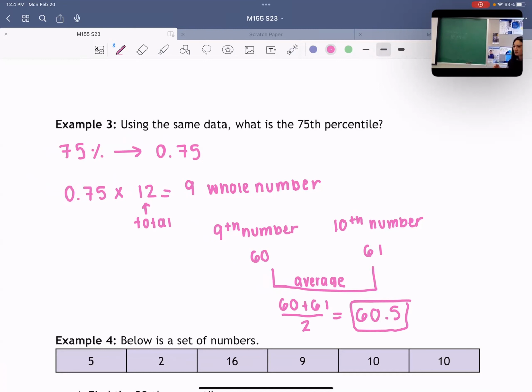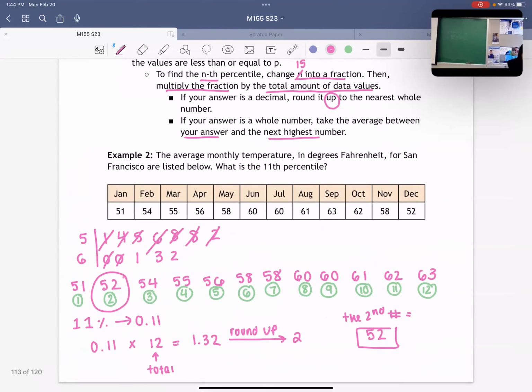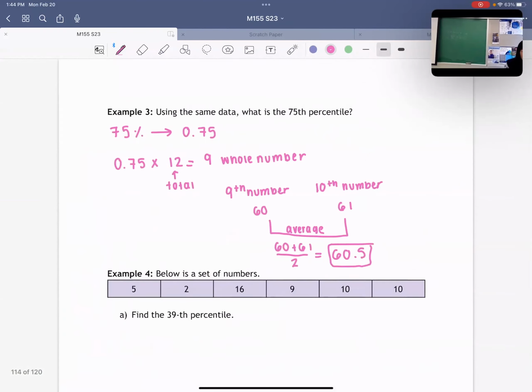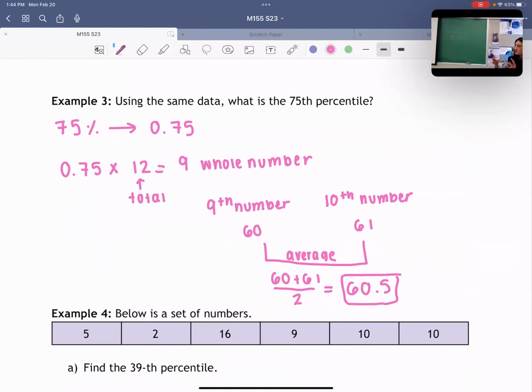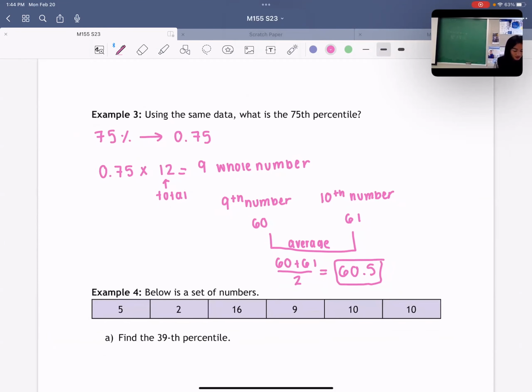So percentiles, you always change the number to a decimal. You always multiply the decimal by the total number of things. If you get a decimal, you round up and find that number. If you get a whole number, you're doing the average of that number and the number above it, okay? That was a lot. We do have an example after it.